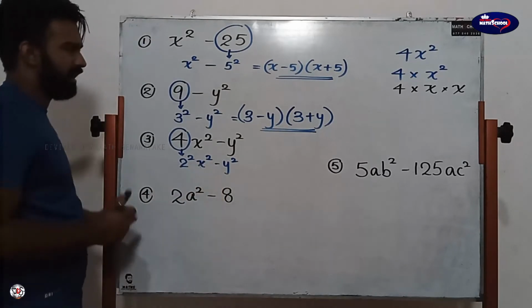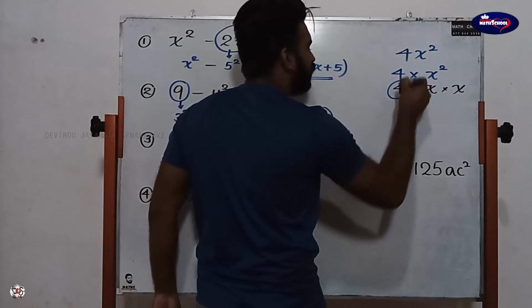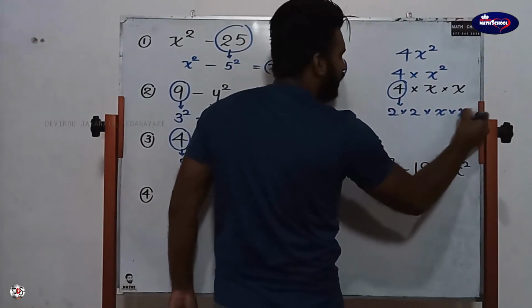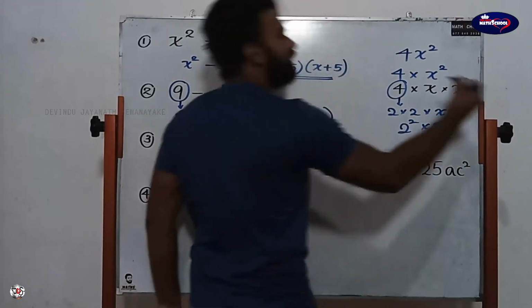Now see this one. This 4 we have written as 2 into 2. This one we have written as 2 into 2. Now we have 2 into 2, and 2 into 2 means 2 to the power 2. x into 2 means x to the power 2.